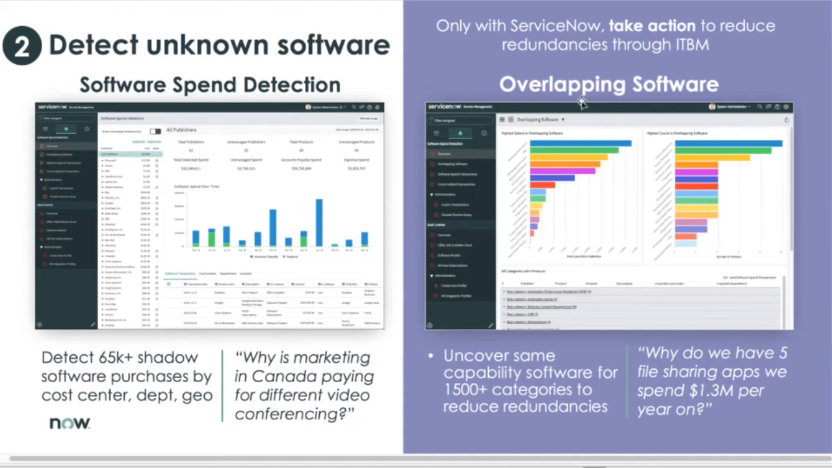Also, you can start looking at overlapping software. We talked about that earlier from an application portfolio management perspective, but you can do the same thing down here at a software level. You can start mapping that software to capabilities and start identifying that you've got multiple software packages for CRM as an example. And so an opportunity to do some consolidation.